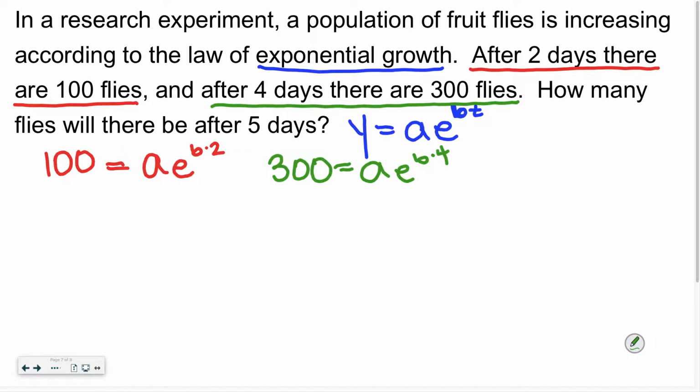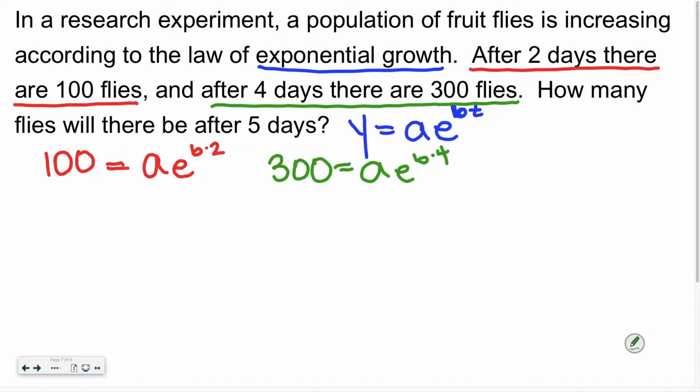Now we have to solve for A and B. We have two equations. What are our options? We have two equations and two unknowns. We have this strategy called substitution, right? Where we can solve for something and plug it into the other one, okay? Which maybe is going to be easier to solve for, A or B?